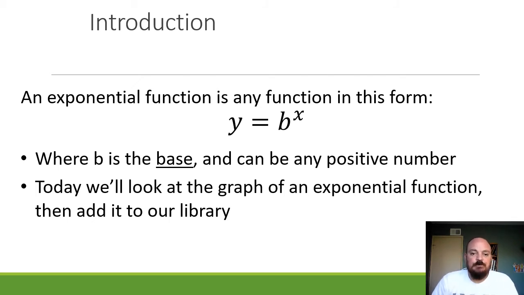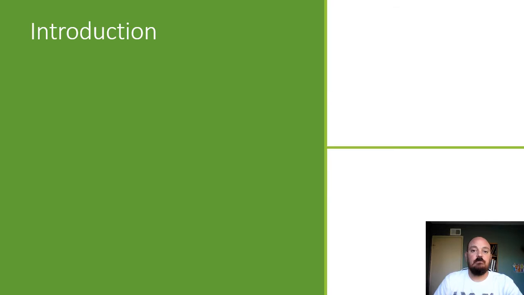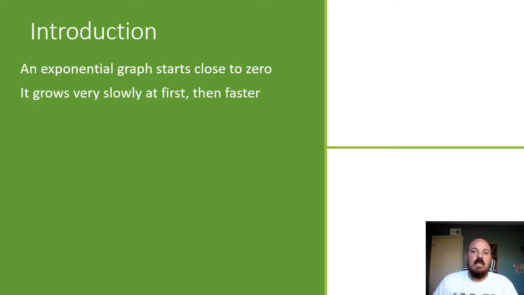And as I mentioned a minute ago, we're going to focus on graphs. We're going to add it to our library, and then we're going to do transformations again. So let's talk about some basics about exponentials. An exponential graph always starts very close to zero. Starts very, very small. And it grows, but exponential growth means it's growing very slowly at first, and then a little faster and faster, and it keeps growing faster and faster. And at the end, it's growing very fast.